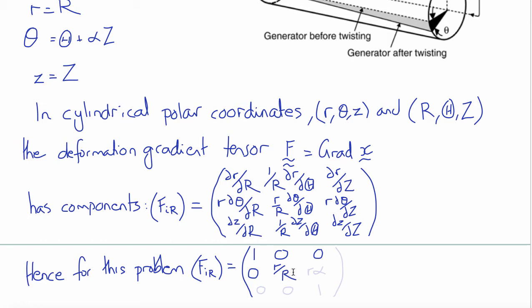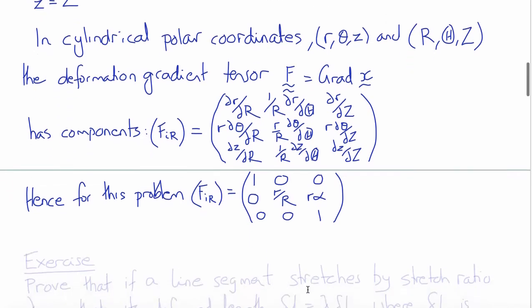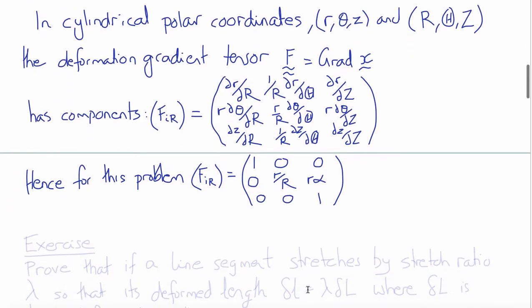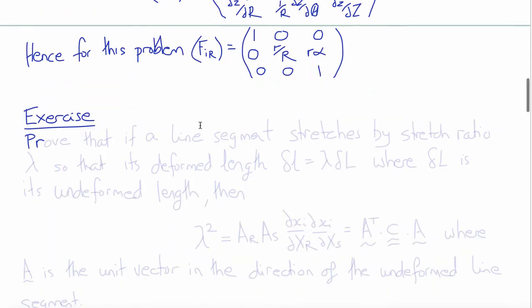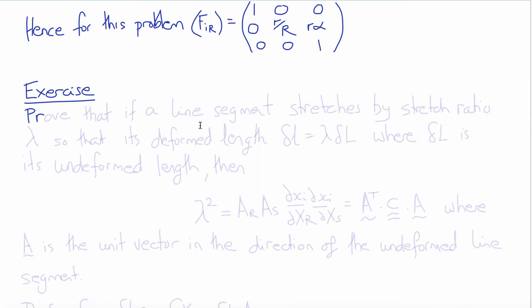And then ∂θ/∂z is alpha, and there's an r here, so we get r alpha. Then ∂z/∂z is 1, and ∂z/∂r and ∂z/∂θ are 0. So now we have the deformation gradient for this problem, and we can proceed from that to compute the components of the strain tensors and the right and left Cauchy-Green deformation tensors in the same way that we did before.